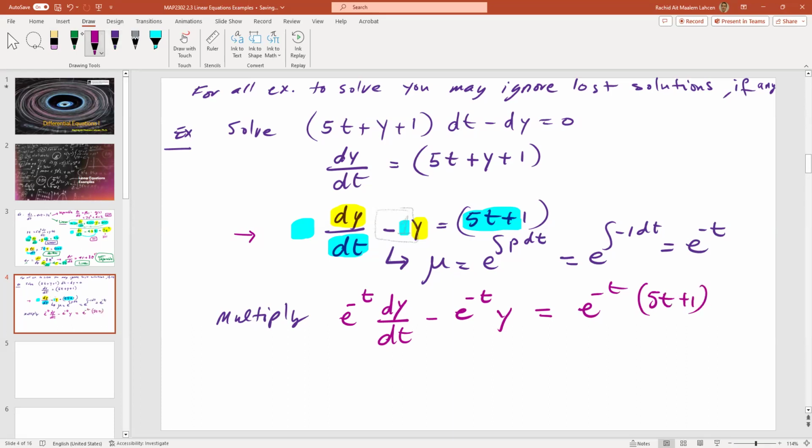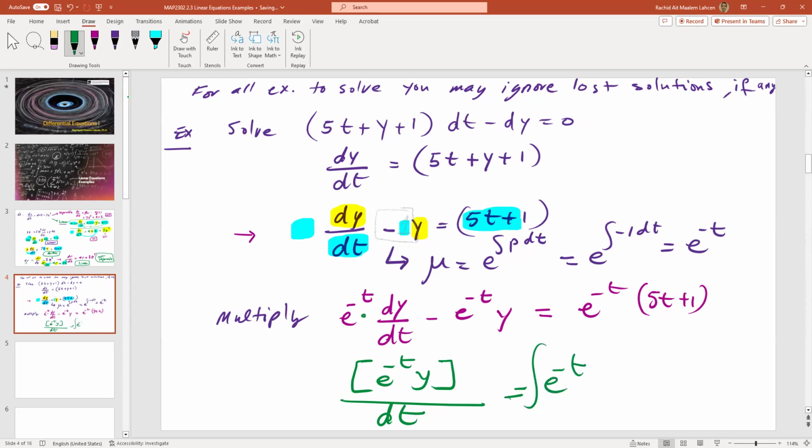Yeah, so here we have a product rule. Function times a derivative plus a derivative times a function. So this is going to be this. Once we do this mu correctly, this just goes that way automatically. The p times the y.